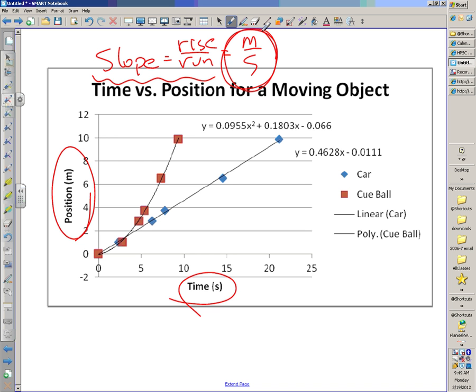Constant, because it's a straight line, right? The car, what did you see about the car's motion? It had a constant velocity.